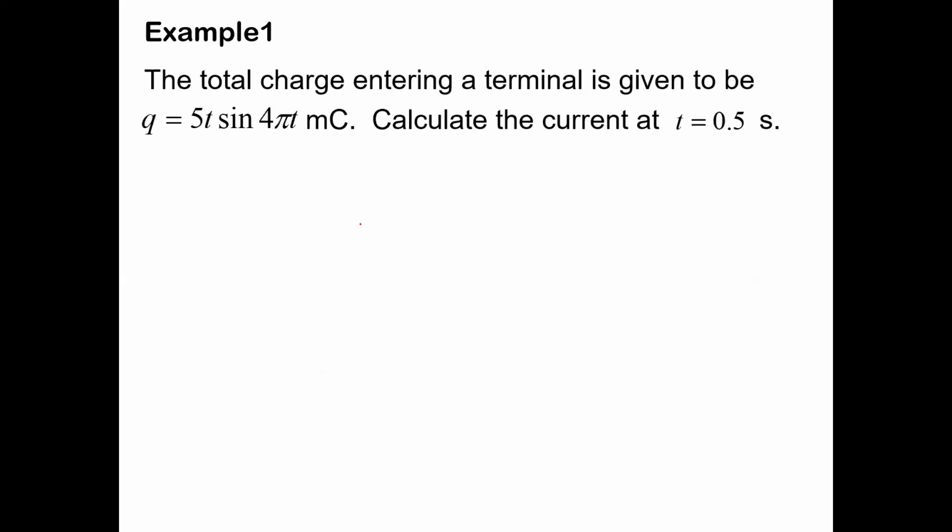So an example problem. Total charge entering a terminal is given to be Q equals 5t sine 4 pi t millicoulombs. Calculate the current at t equals 0.5 seconds. Okay, so the total charge, that means we're actually counting charges. Could be electrons, could be these holes, whatever. And you've got some circuit element, and you've got some charges flowing into that element, right? And it's entering a terminal, and here's your terminal.